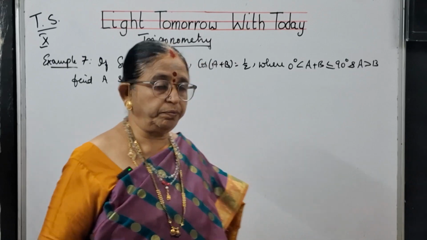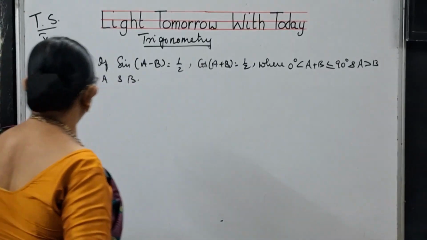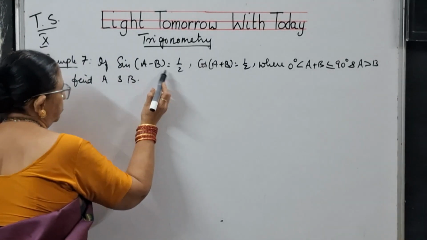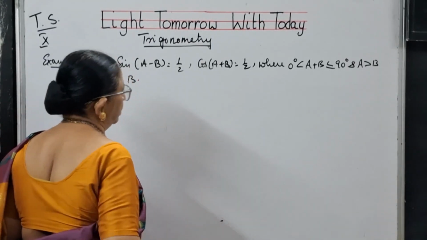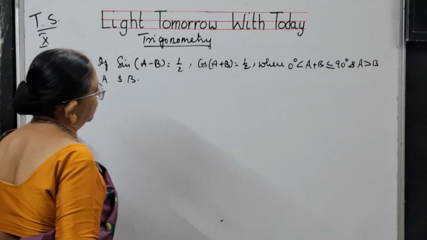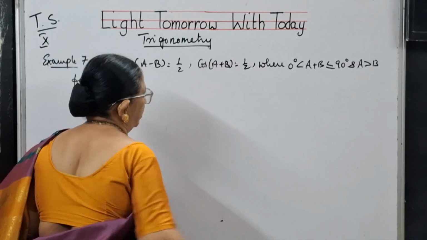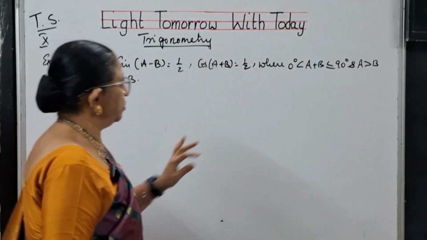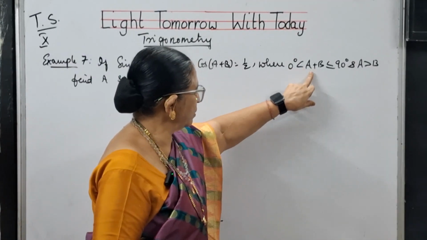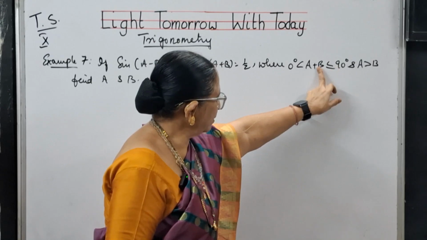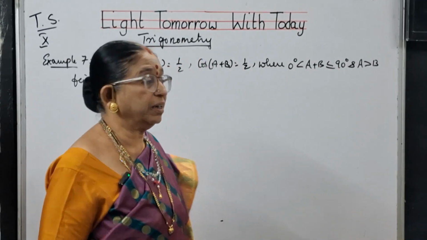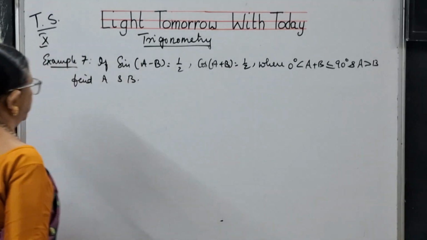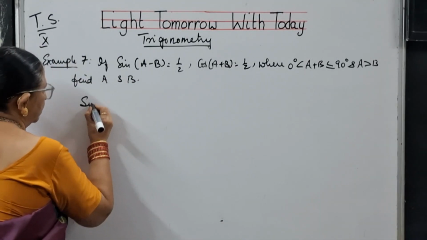Now, example 7, children. Example 7. If sine A minus B is 1 by 2, cos A plus B is 1 by 2, where 0 less than A plus B. That means sum of A and B is greater than 0 and less than or equal to 90 degrees. And also A value is greater than B. Find A and B. So what is given to us?